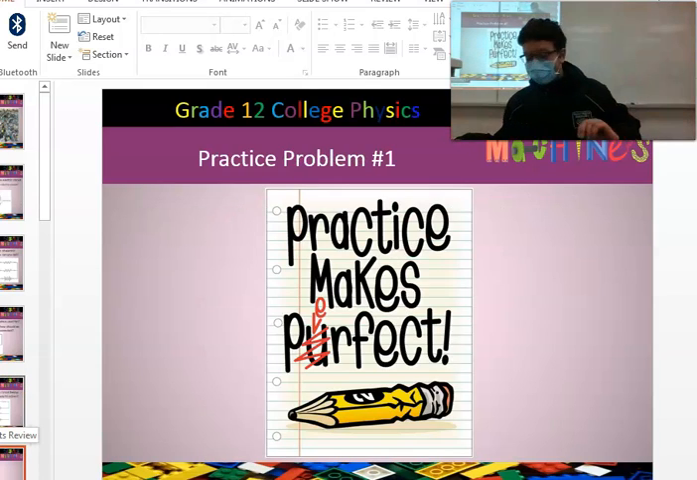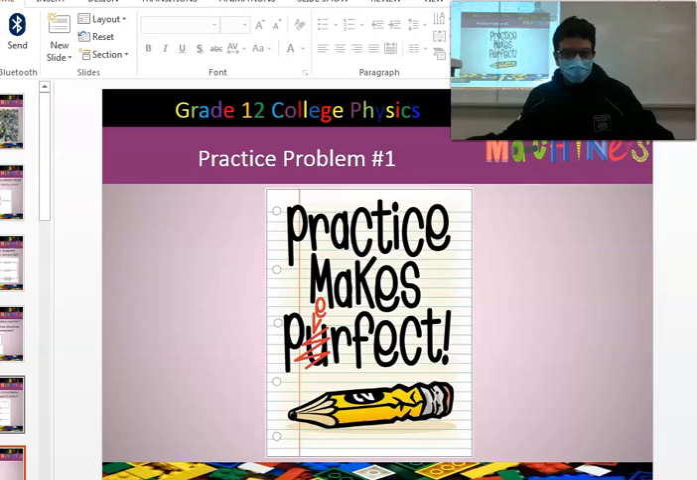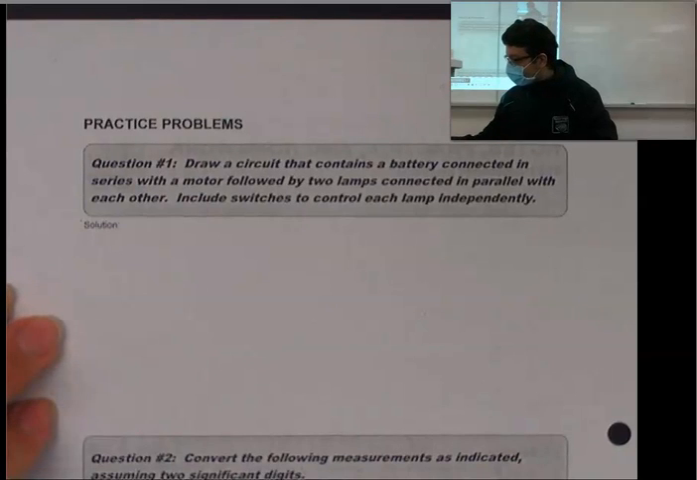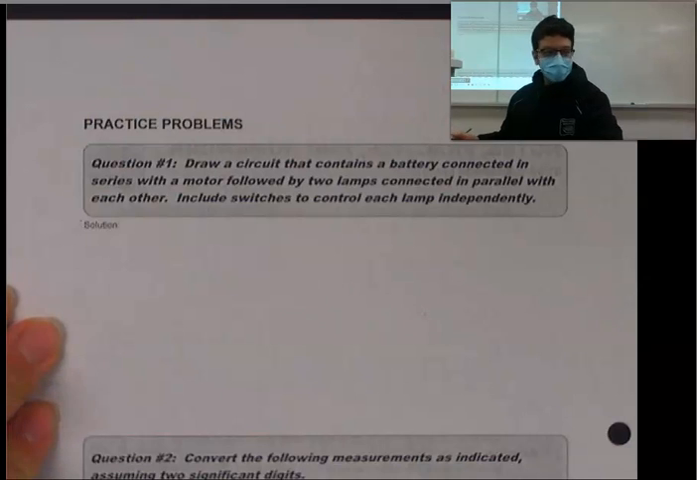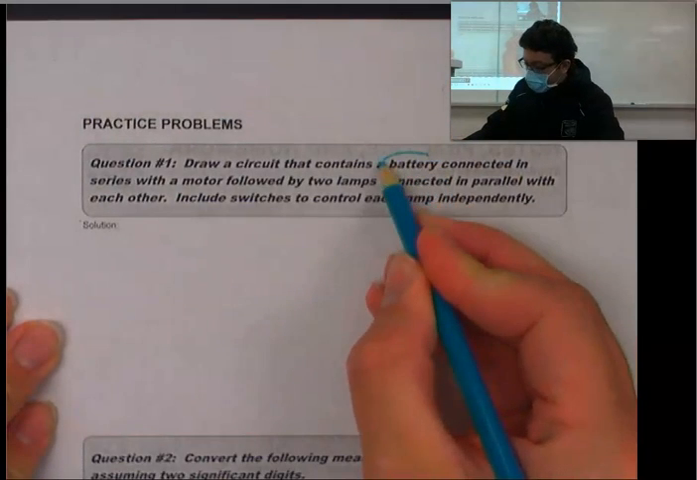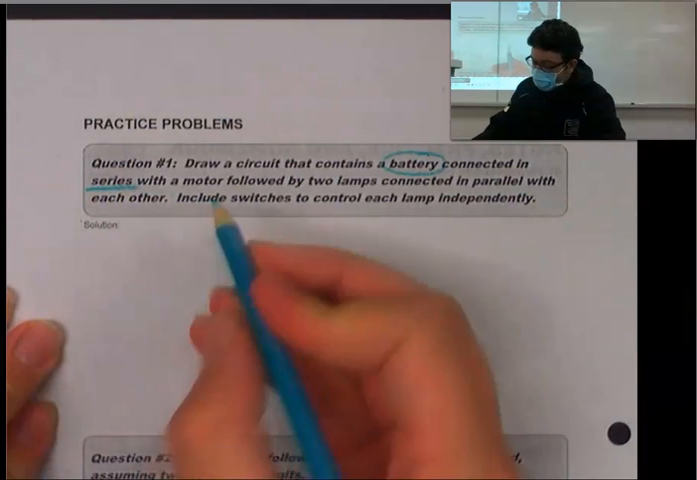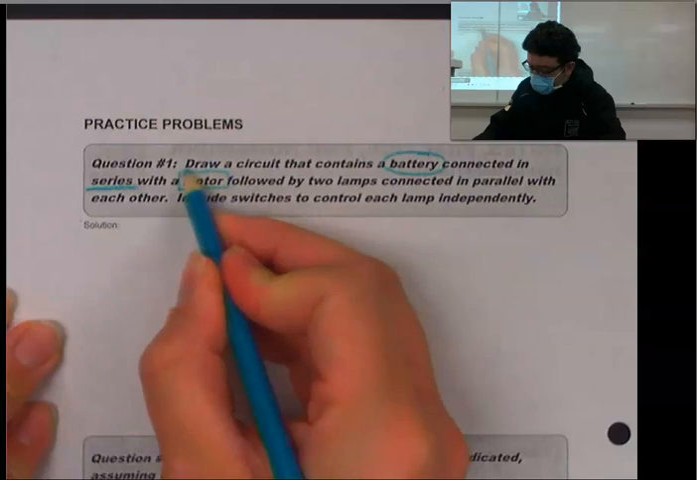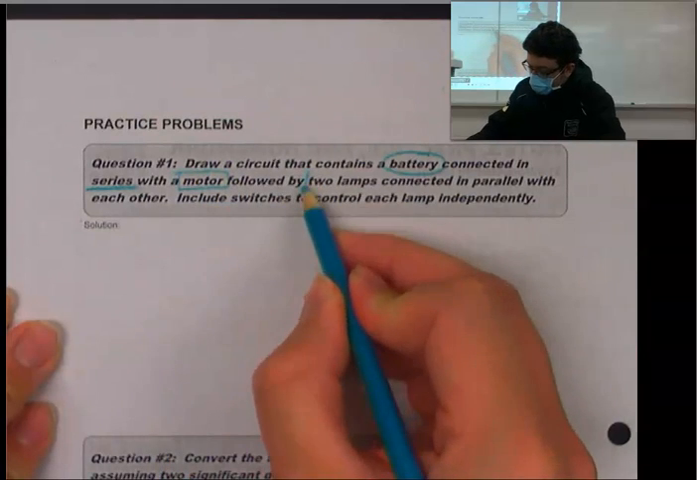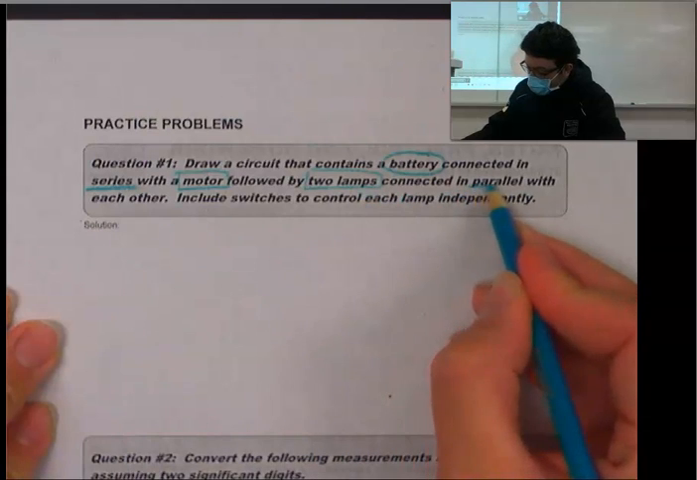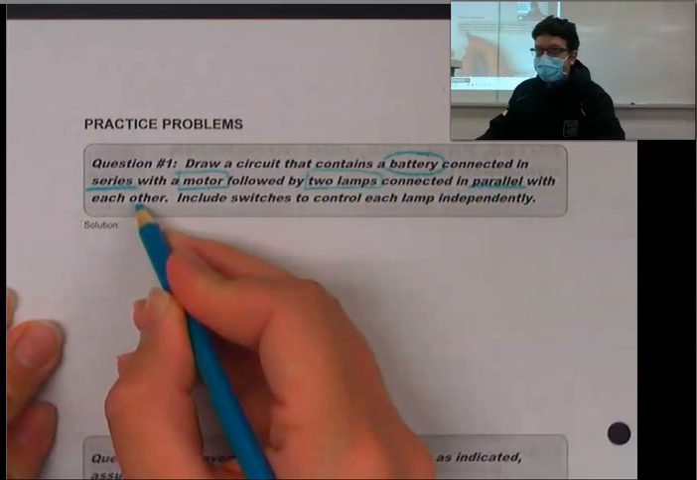Okay. So on our handout, let's try the first practice question. Okay, it's been some time, but what we're going to do is draw a circuit. And we're going to draw a circuit that has a battery connected in series with a motor, 2 lamps connected in parallel with each other.